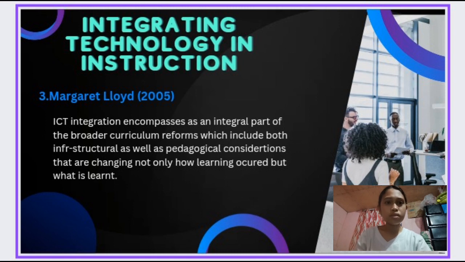Margaret Lloyd 2005: ICT integration encompasses an integral part of the broader curriculum reforms which include both infrastructural as well as pedagogical considerations that are changing not only how learning occurred but what is learned. So by Margaret Lloyd, he or she said that ang pag-integrate sa ICT is dili lang kay diha ta mo stop nga mao na siya nga learning, but mo consider sa ta unsa ang mga na-change, and of course ato siyang i-realize.